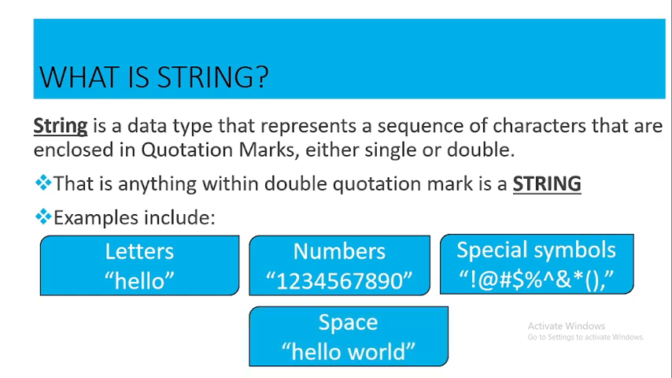So not only letters, numbers, and special symbols, but also space. So when we put space inside either single quotation mark or double quotation mark, it becomes a data type known as string. So in this example, we have hello space world. Remember, we have already said that the space is also a character, and then when we put this character inside double quotation mark, it becomes a string.